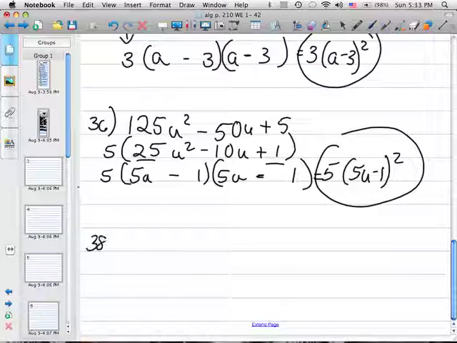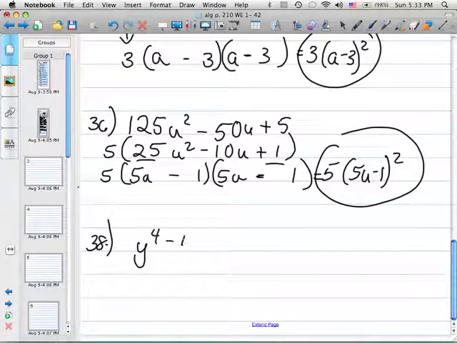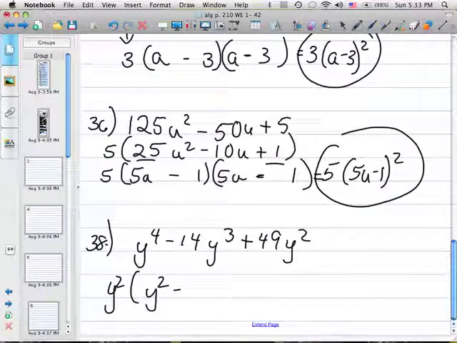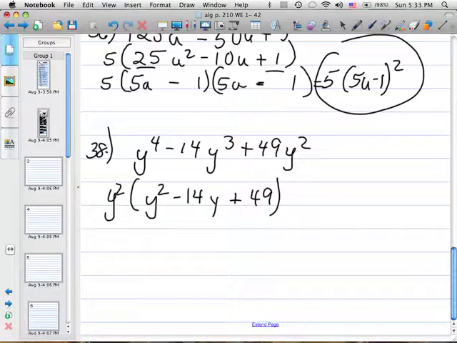And the last three problems, 38. We have y to the fourth minus 14y to the third plus 49 y squared. So we can take out a y squared. It's the greatest thing we can take out. So we have y squared minus 14y plus 49. The ends are perfect squares. Even though, just going back for a minute, even though y to the fourth and 49y squared are perfect squares, if you don't take out the greatest common factor to begin with, you find yourself lost in it. So always pull it out.